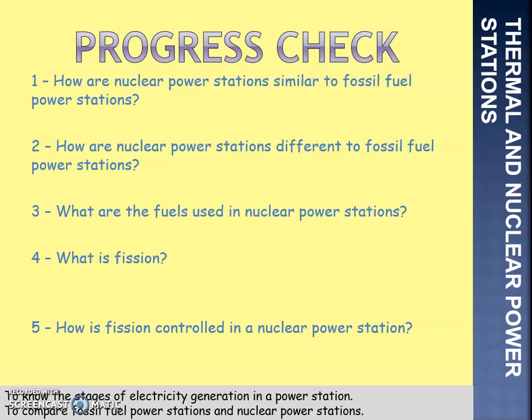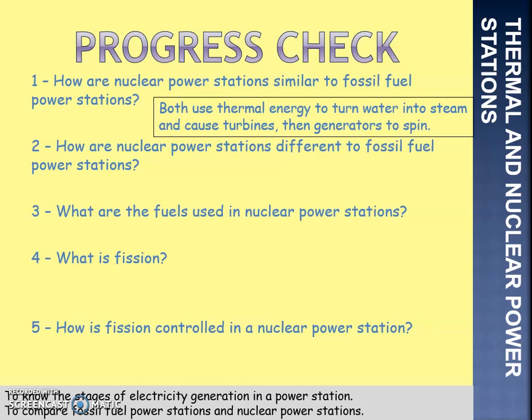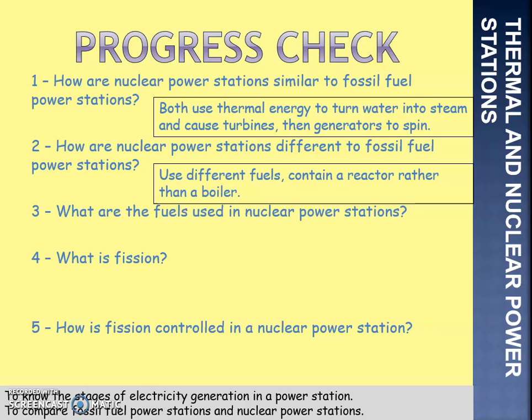Okay then, question 1. How are nuclear power stations similar to fossil fuel power stations? Both use thermal energy to turn water into steam and cause turbines, then generators to spin. How are nuclear power stations different to fossil fuel power stations? They use different fuels, and the nuclear power station contains a reactor rather than a boiler.